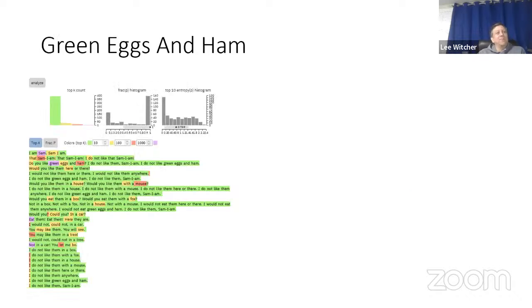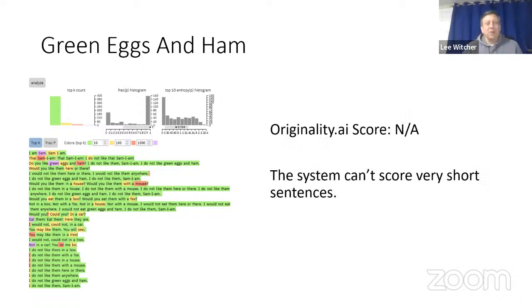Green eggs and ham. What do you think, Ted? Any predictions? It looks pretty AI. Actually, no score. It can't score sentences that short, which is the problem of scoring children's books that I discovered. If I made one of these sentences long enough, 8 or 10 or 12 words, then it could score the whole thing, but I didn't want to alter the author's documents.